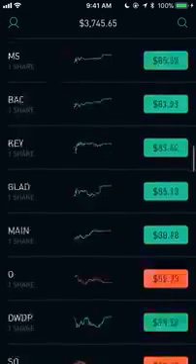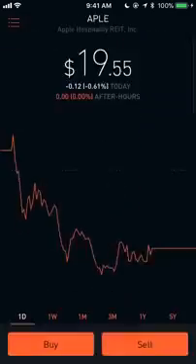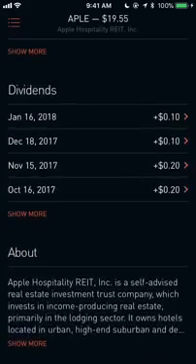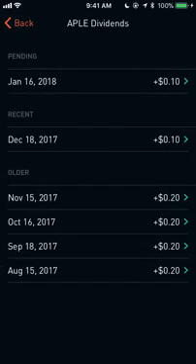Oh wait, actually before I get into that, I'm just going to show you a monthly dividend stock to show you that there are some on the Robinhood app. As you can see right here, I've been receiving those dividends every single month.